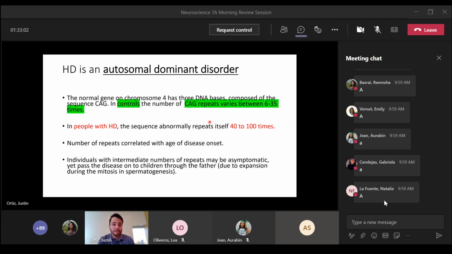So what is it? It's typically genetic, autosomal dominant, right? Basically, we have these CAG repeats, and what's interesting is that most people have between 6 and 35, but people with Huntington's disease have between 40 and 100.